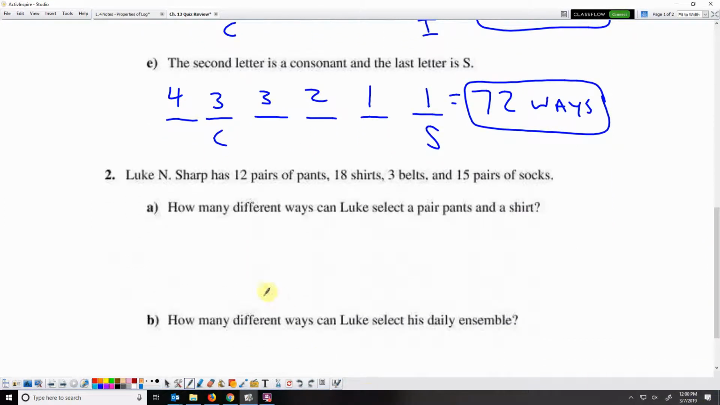Luke N. Sharp has 12 pairs of pants, 18 shirts, 3 belts, and 15 pairs of socks. How many different ways can Luke select a pair of pants and a shirt? So we're selecting 2 options, pants and a shirt. This is called the basic counting principle. He's got 12 pairs of pants and 18 shirts, choosing 1 from each category, 216 ways.